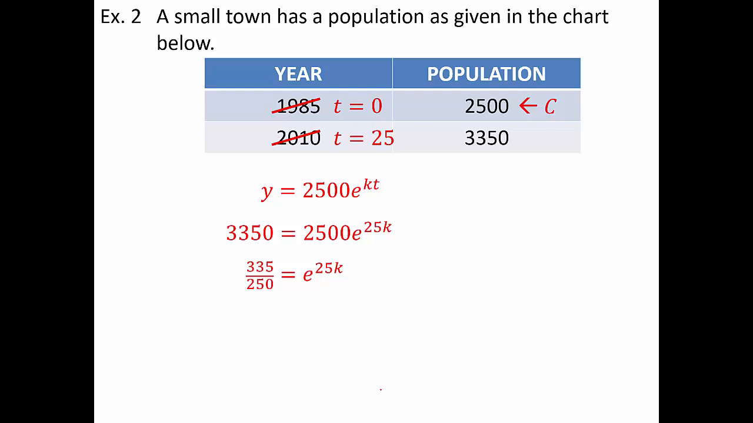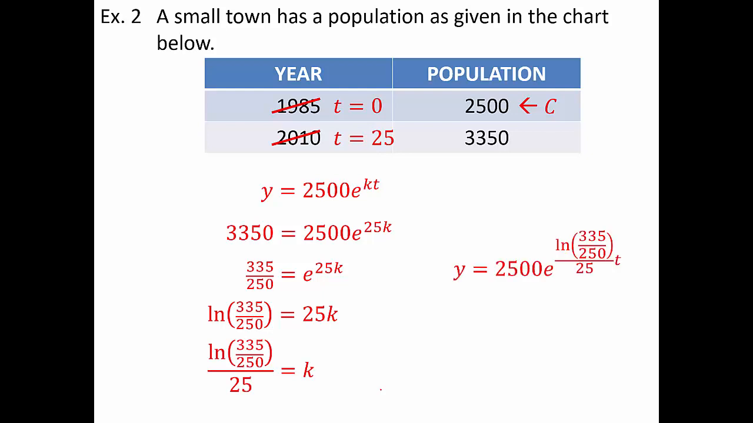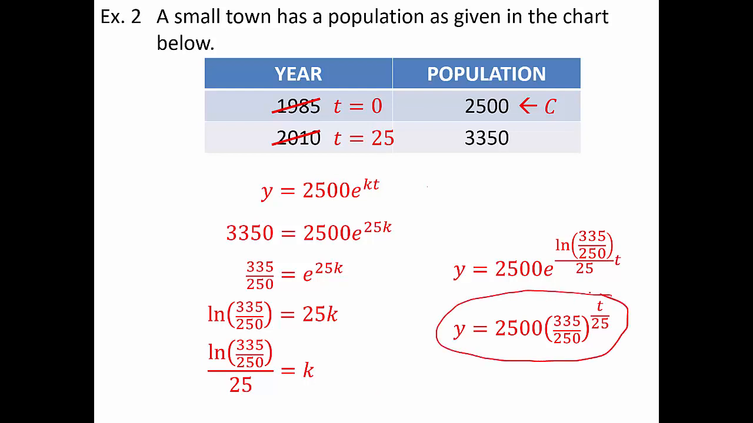So I have e to the 25k on the right. I need to solve the exponential, so I'll take the ln of both sides. That's going to cancel out the e on the right side, leaving me ln of 335 over 250 on the left, and then divide both sides by 25. Taking that k value and plugging it back in to get my model, and then canceling the e and the ln, bringing the 335 over 250 downstairs to get my simpler version of the model. I now have a usable version of the model.